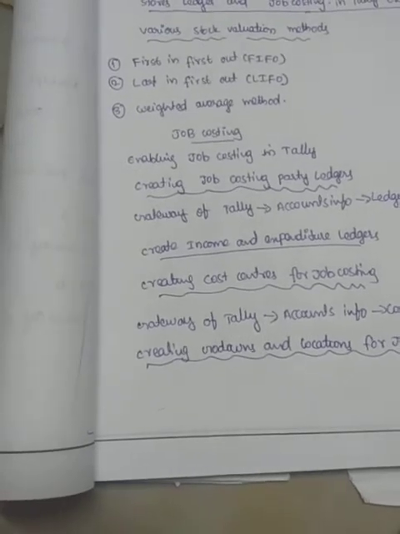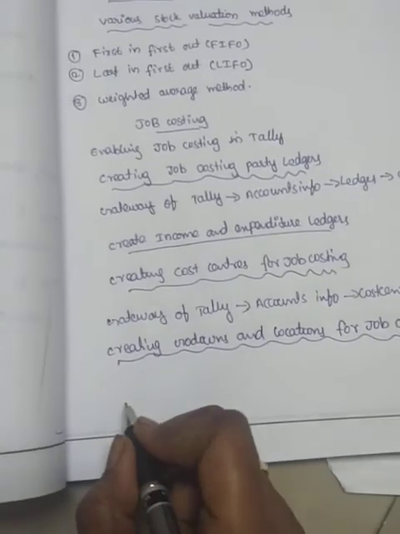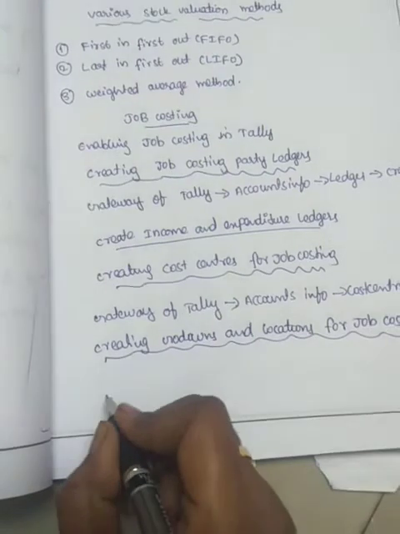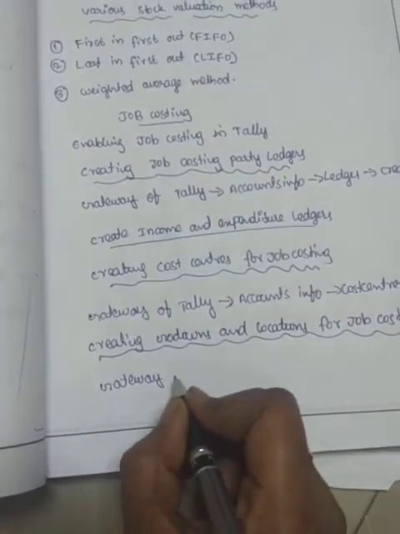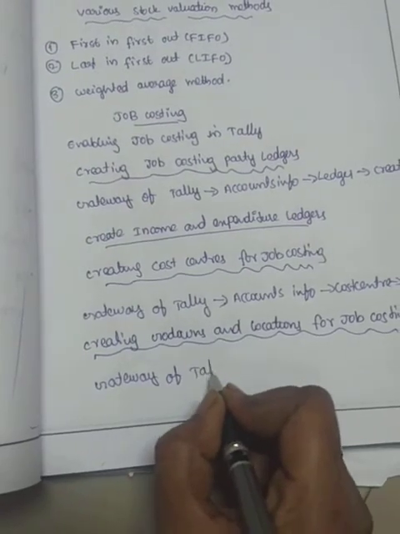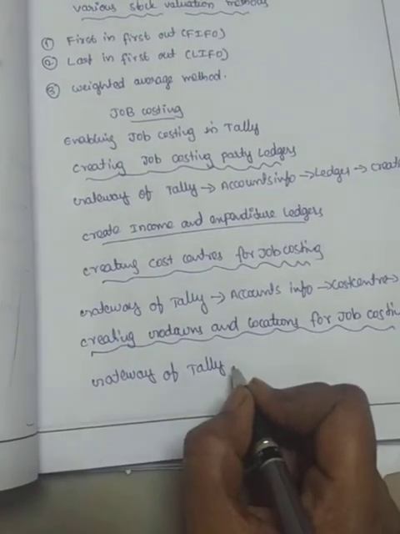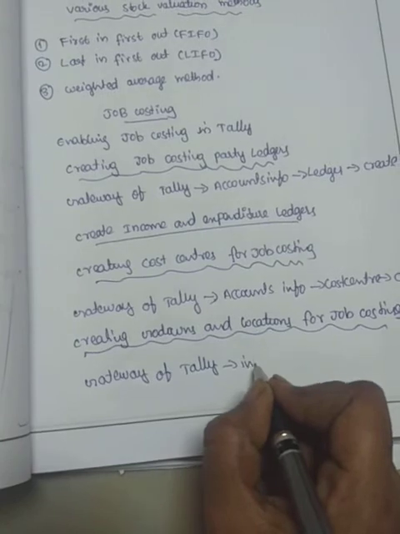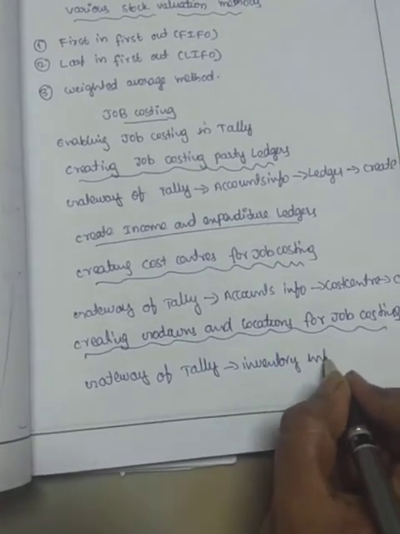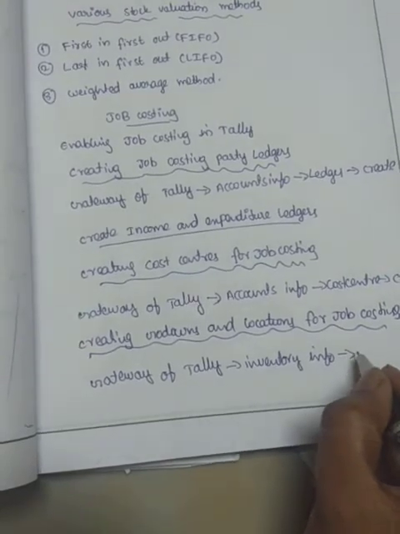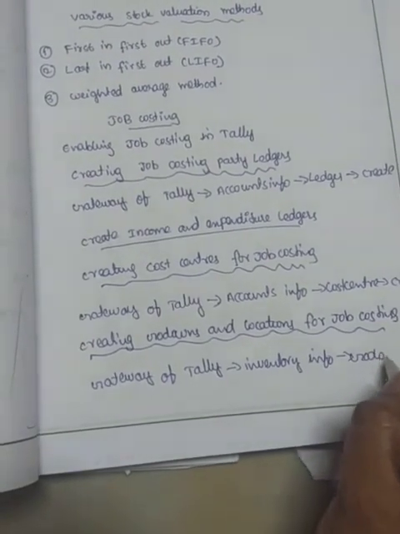Next, to create a godown: Gateway of Tally, then Inventory Info, arrow mark, Godowns, Create.